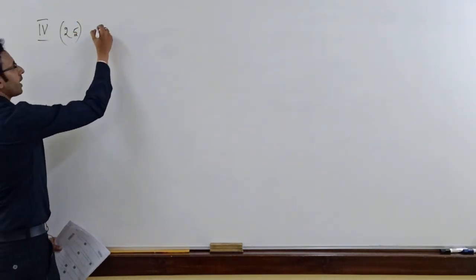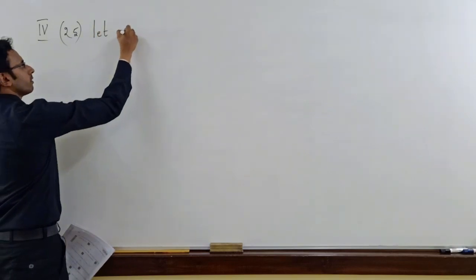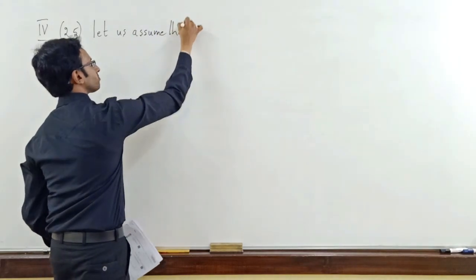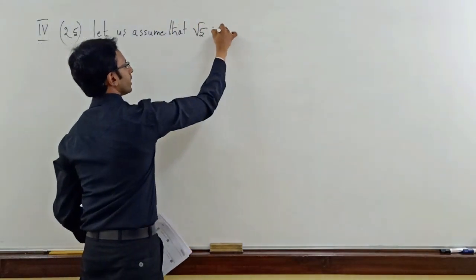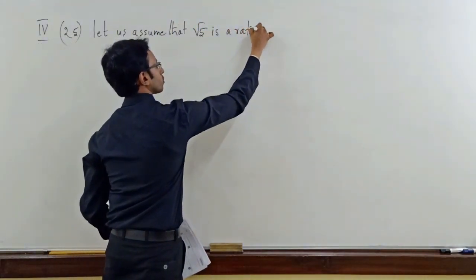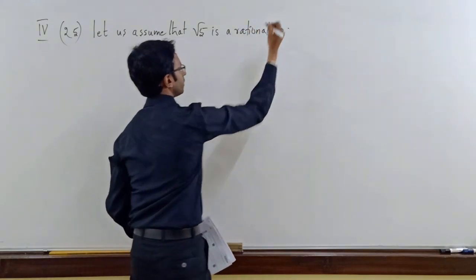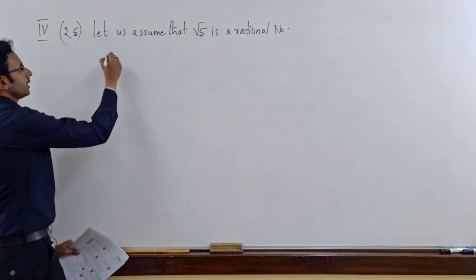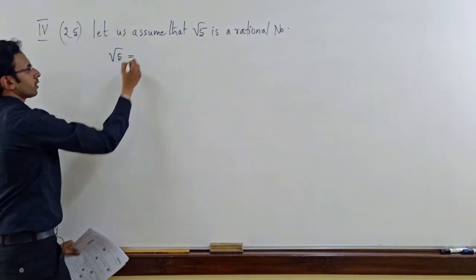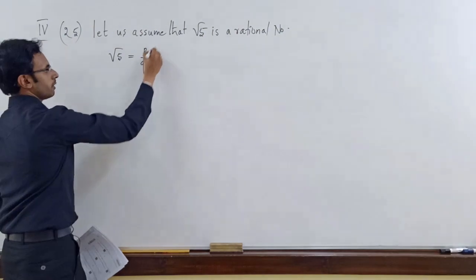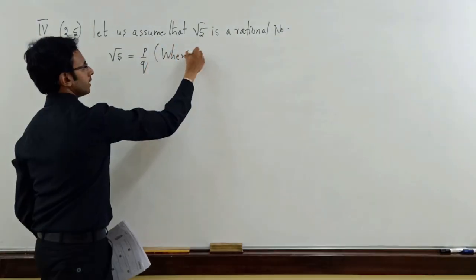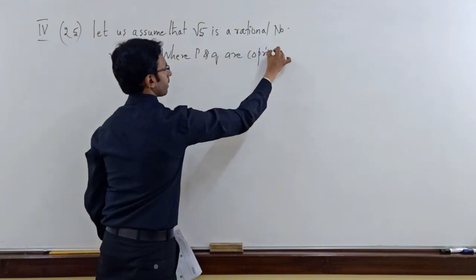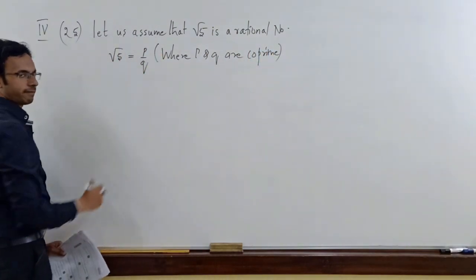To prove that root 5 is an irrational number, we first assume that root 5 is a rational number. So we go by the method of contradiction. That means we are going against the fact, whereas our assumption is wrong here. If it is a rational number, root 5 can be expressed in the form p by q, where p and q are co-prime. Co-prime means p and q have no common factor.